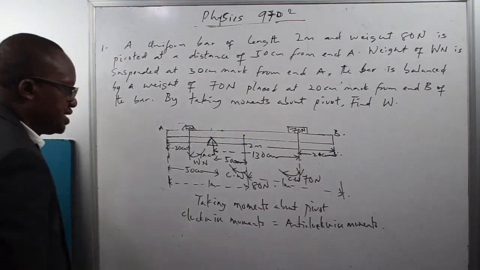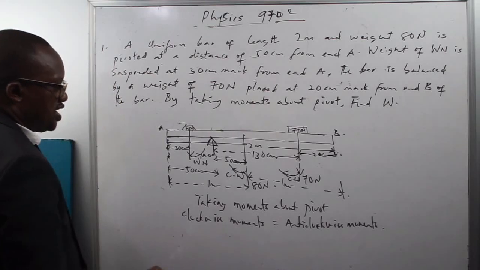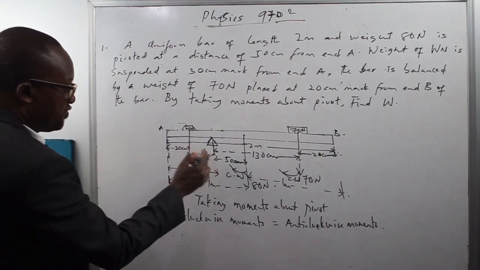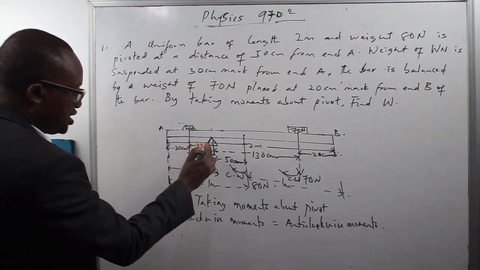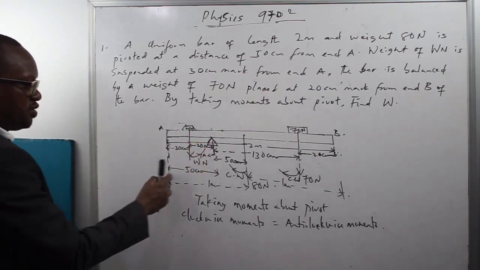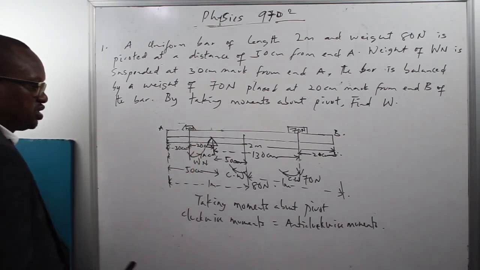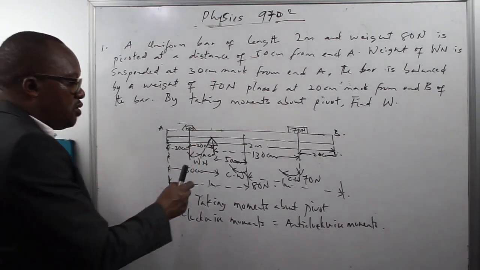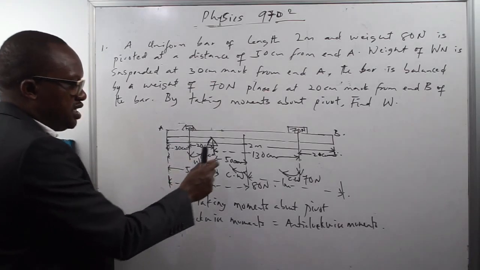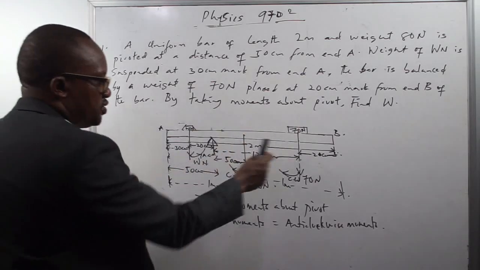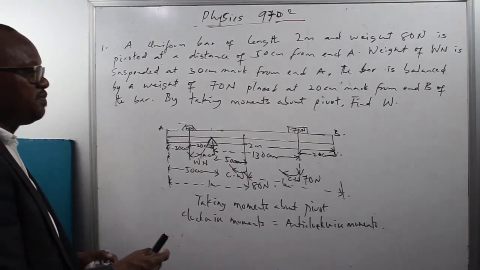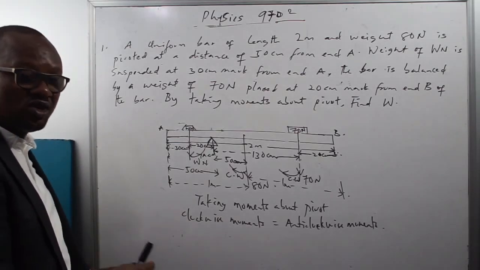We've done that. Then the last one, the anti-clockwise moment, which is the moment produced by the W newtons force, is acting at what distance from the pivot? 20 centimeters. Because from here to here is 50, from here to here is 30, from here to here is 20. Once you are able to identify the distance of that force from the pivot, then you can take the moment about the pivot. That's why the distance from the pivot can either be to the left or to the right.